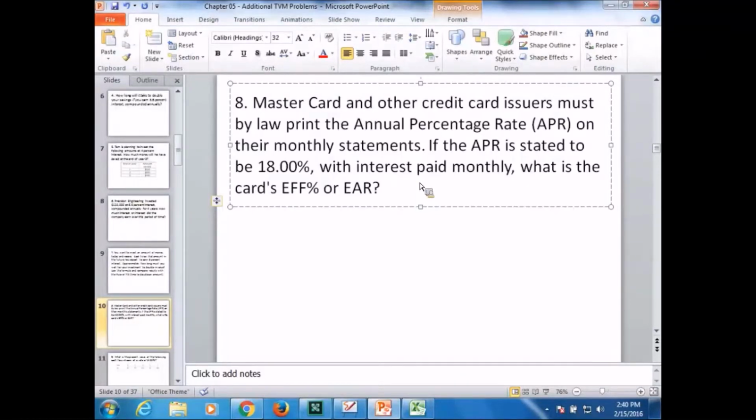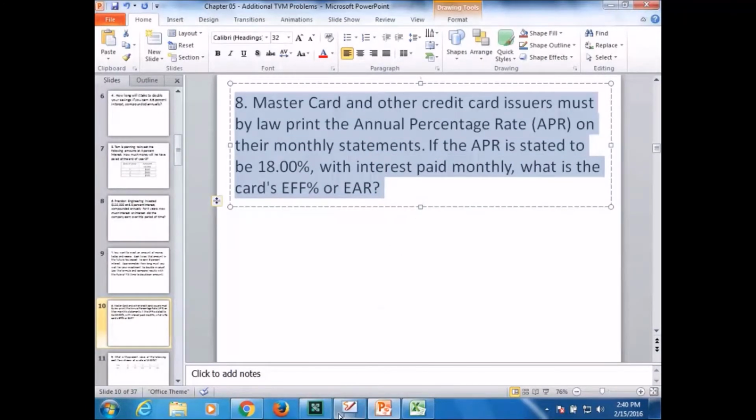We find what is called the effective annual rate, the EAR. We call it the EAR.